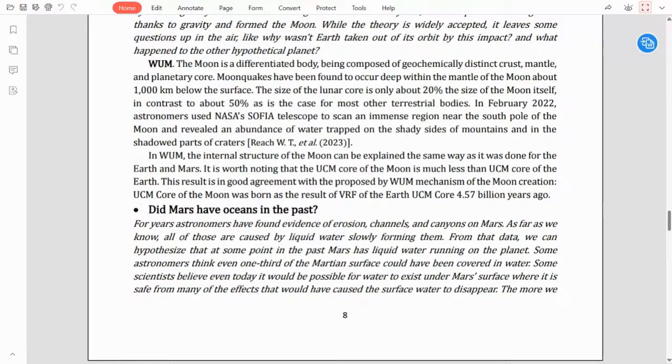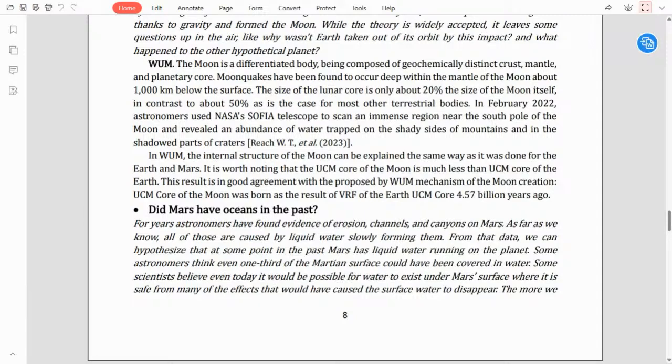Did Mars have oceans in the past? For years, astronomers have found evidence of erosion, channels, and canyons on Mars. As far as we know, all of those are caused by liquid water slowly forming them. From that data, we can hypothesize that at some point in the past, Mars had liquid water running on the planet. Some astronomers think even one-third of the Martian surface could have been covered in water.